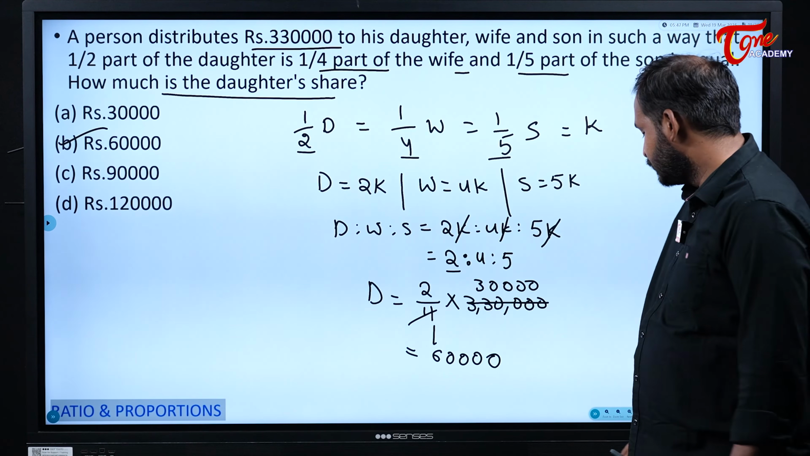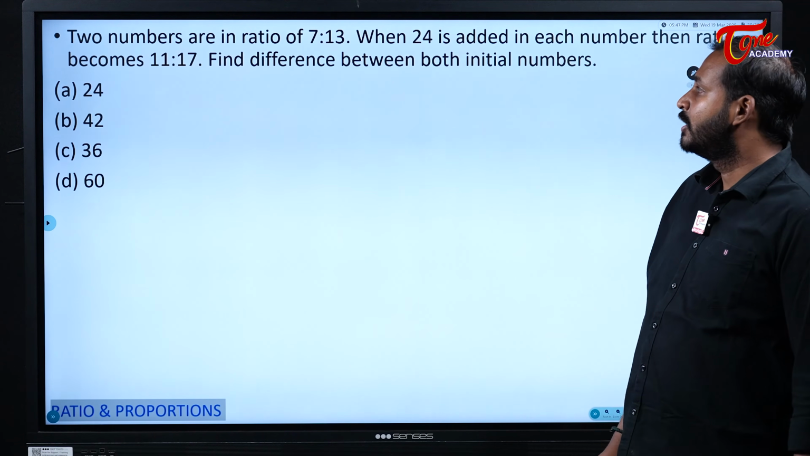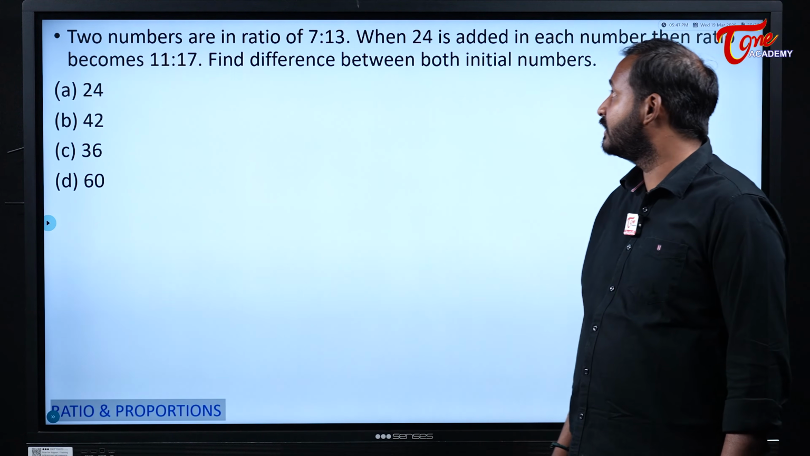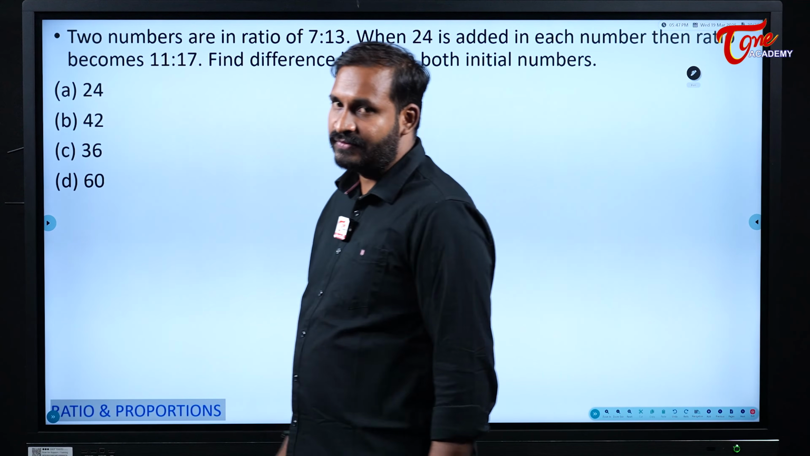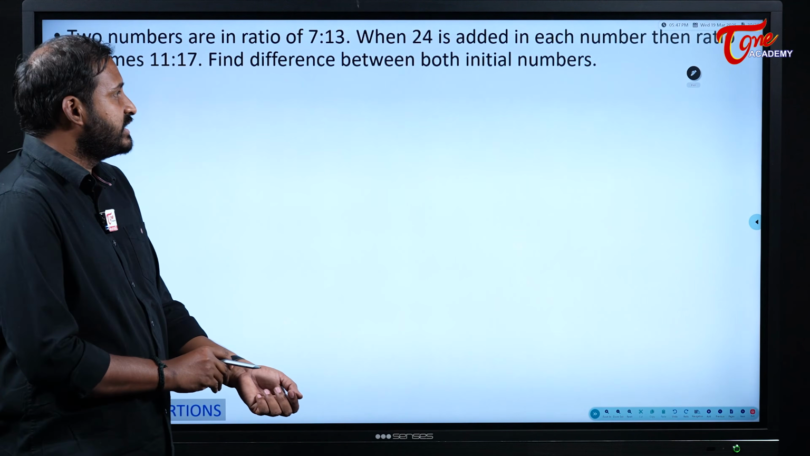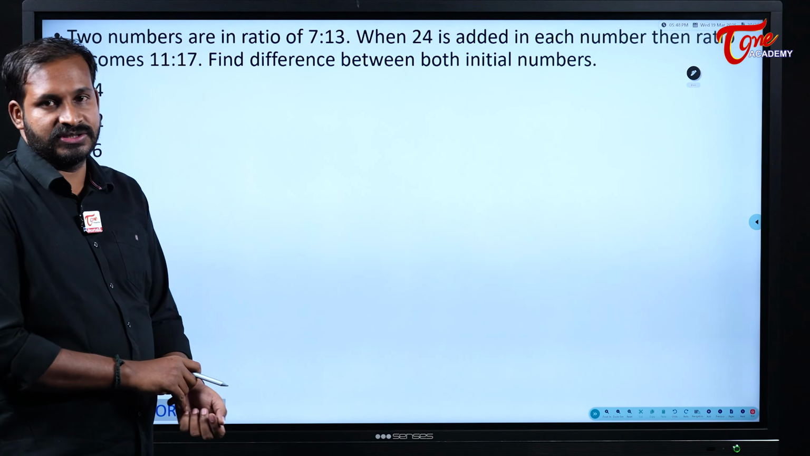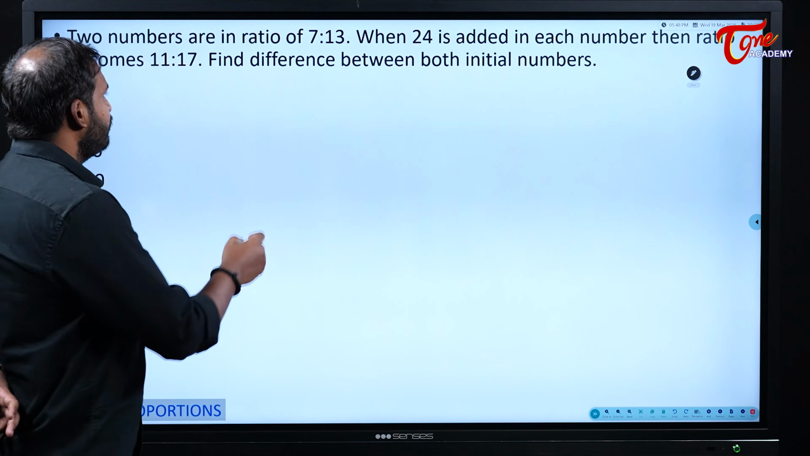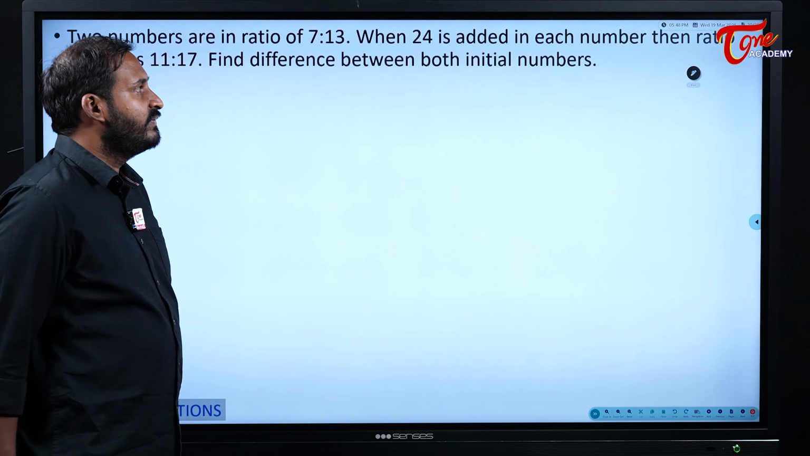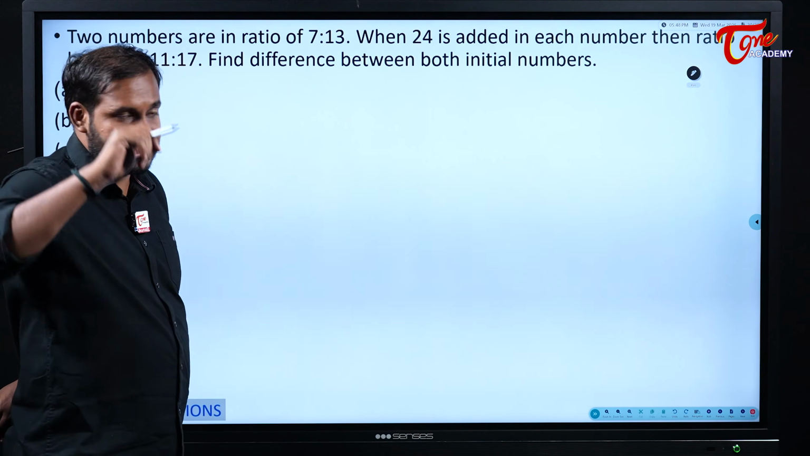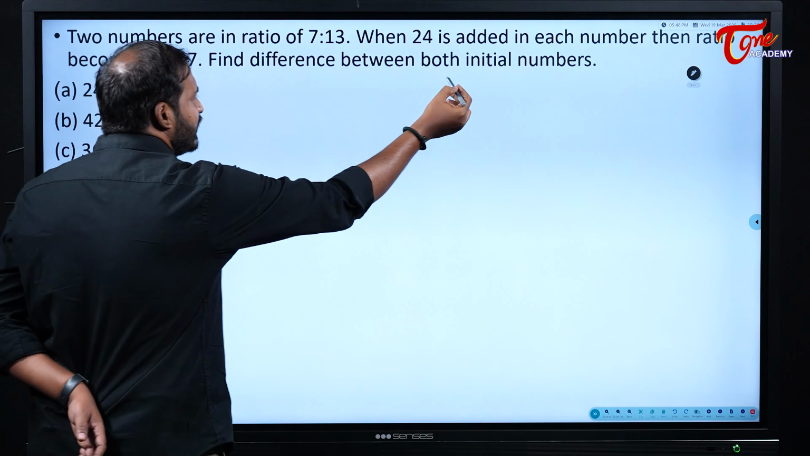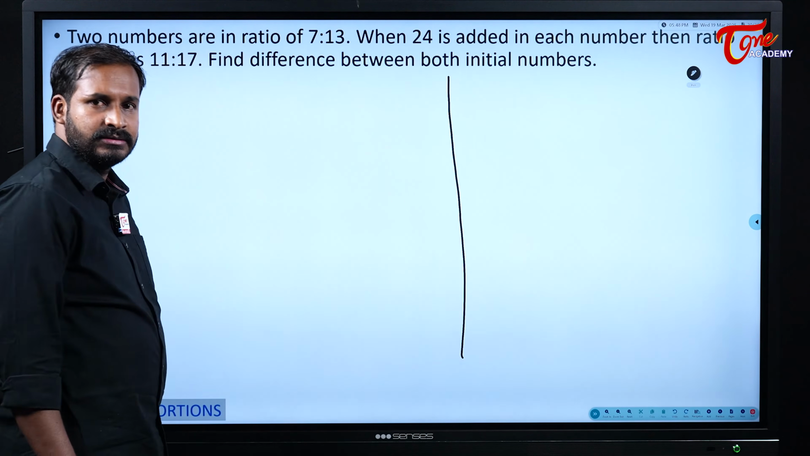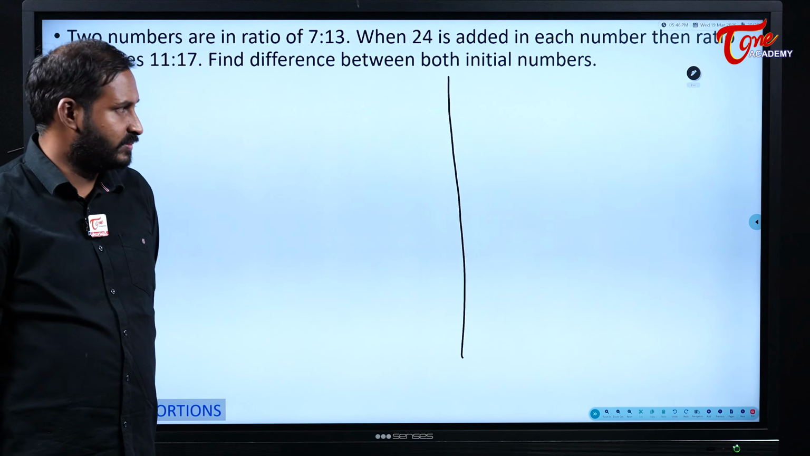Okay, understood? Next one. Two numbers are in the ratio of 7 is to 13. When 24 is added in each number, then the ratio becomes 11 is to 17. Okay, now see here, find the difference between both the initial numbers. Now please see here, we will see the traditional method and the shortcut method. Both the values we will try to observe here.